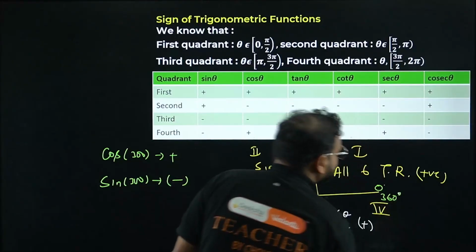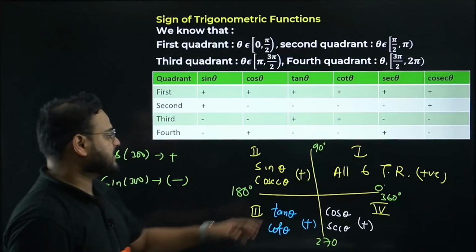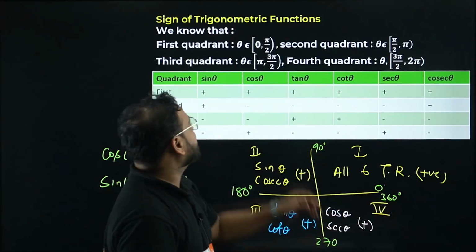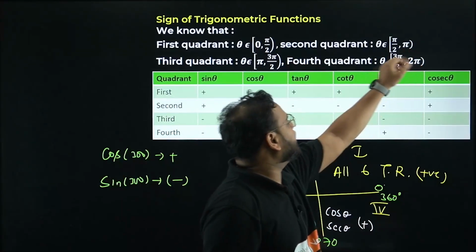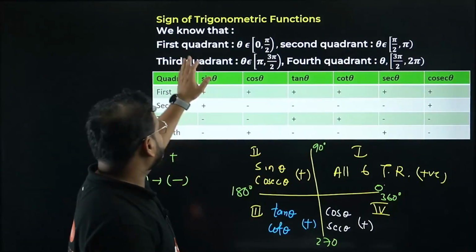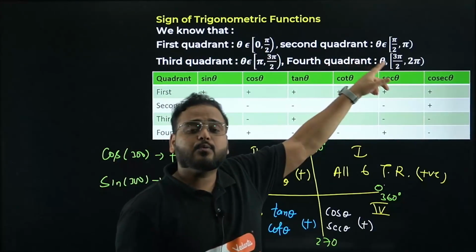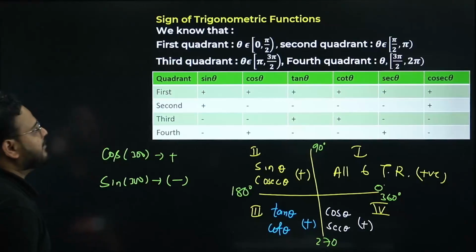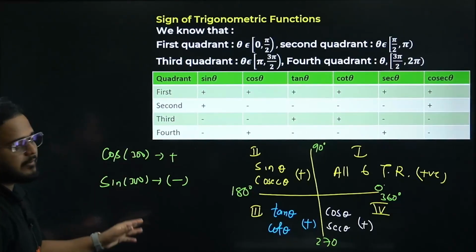360 degrees. You also call these pi by 2, pi, 3 pi by 2 and 2 pi. Please check: pi by 2, pi, 3 pi by 2 and 2 pi. So the boundaries are also given. First quadrant is 0 to 90, 90 to 180, 180 to 270 and 270 to 360. I hope this is very clear.